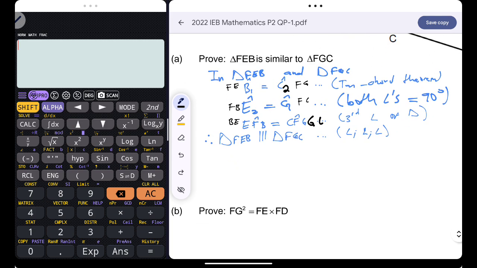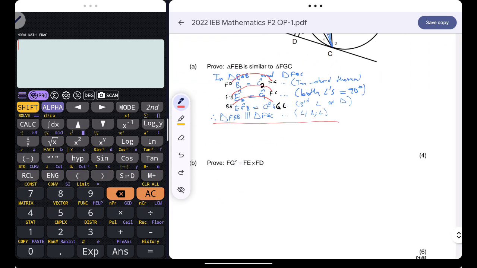So since the two triangles are similar, the corresponding sides are in the same proportion. What do they mean whenever they say the corresponding sides are in the same proportion? It simply means FE over FG will be equal to FB over FC, and that will also be equal to BE over GC. You don't have to write these in this question. I'm just showing you how the theorem works. If you stopped here, you are done. You would have gotten your full marks. Is it 3 or 4? 4 marks.